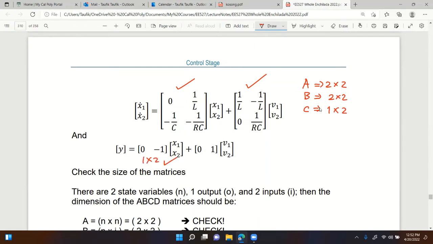Right there, check. And lastly, D. D should be, what was it again? O by I, I believe. O is only 1, I is 2. So it should be 1 by 2. Is that what I have? Yes. Check. All right. Hopefully that's clear. Any question on this?